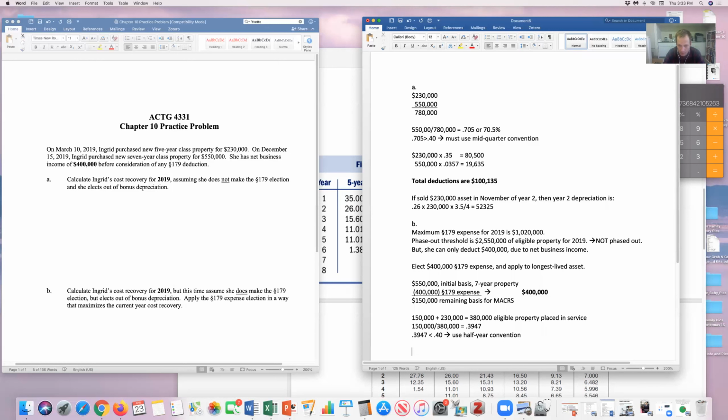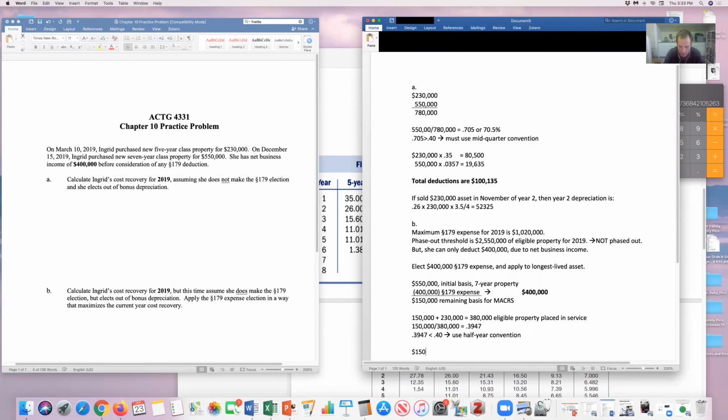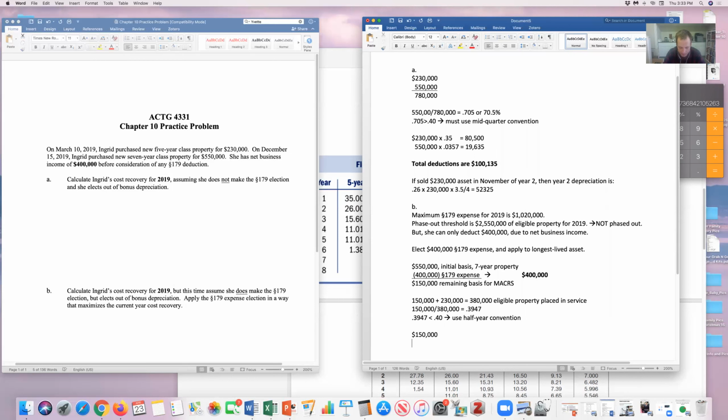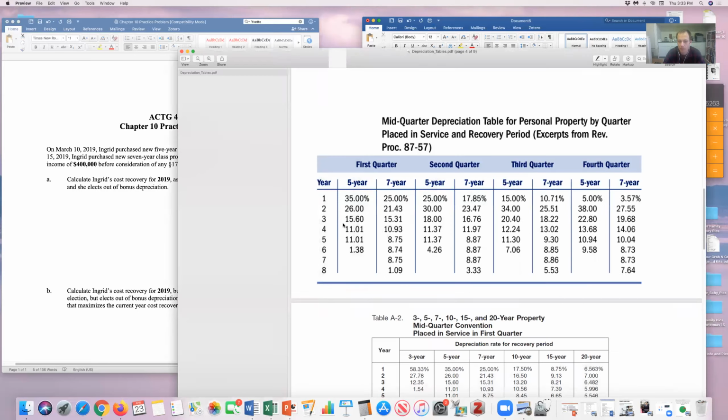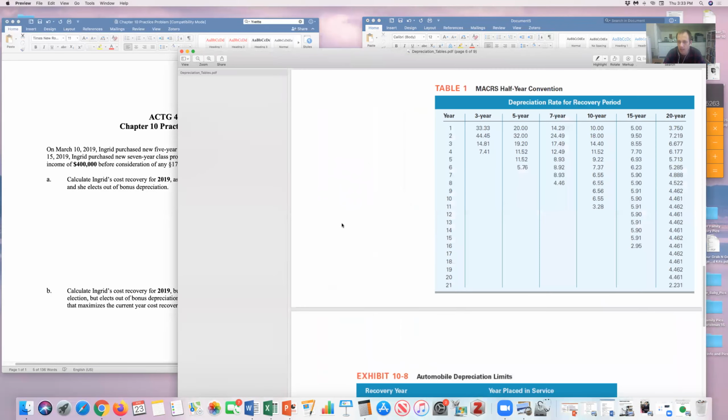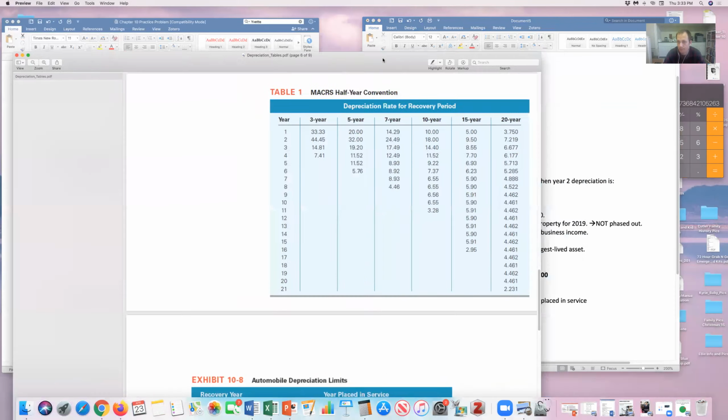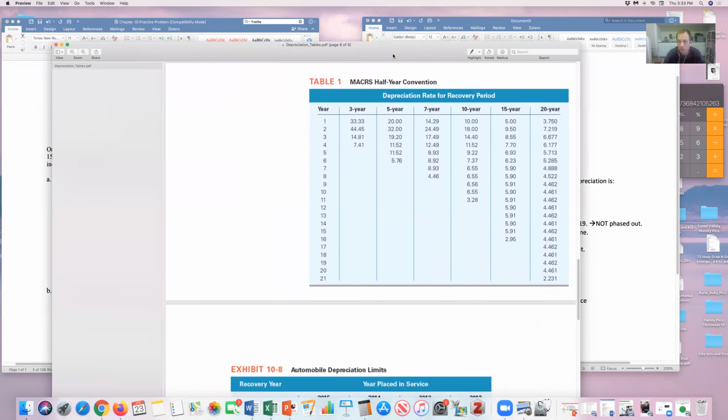So now I'm going to take my remaining basis from the 7-year asset and my initial basis from the 5-year asset, and I'm going to find the rates. But now the trick is always using the right table. Now I'm going to use the half-year convention. Since that 179 expense reduced my fourth quarter basis, for my calculation there, I'm back to the default. So for the 7-year property, I'm going to use 14.29.